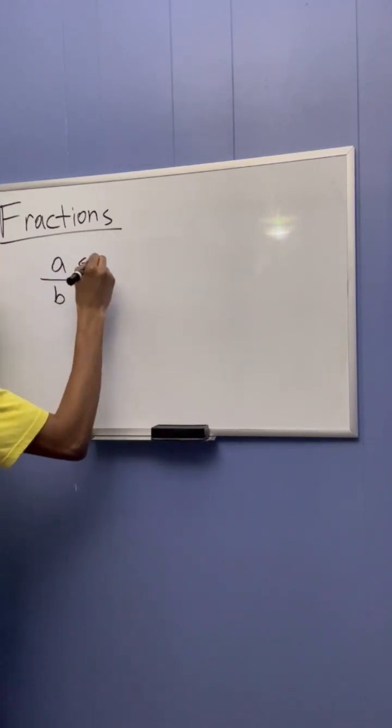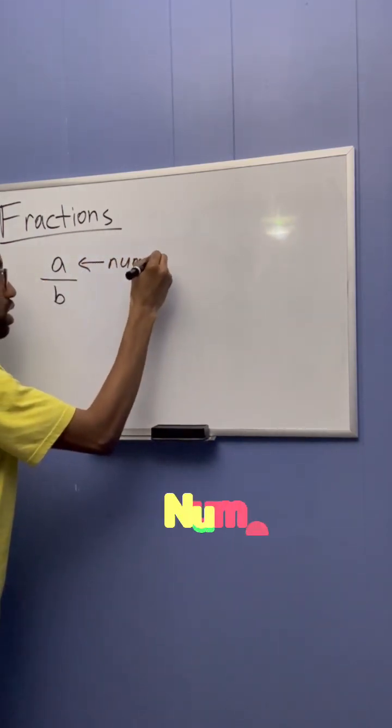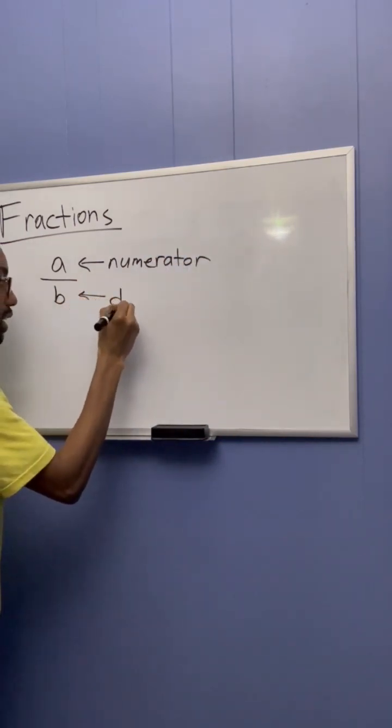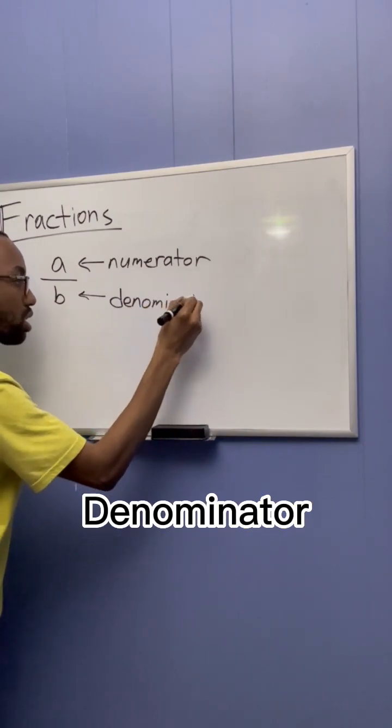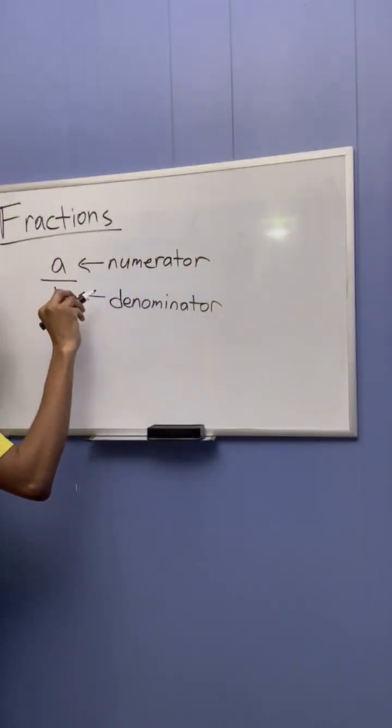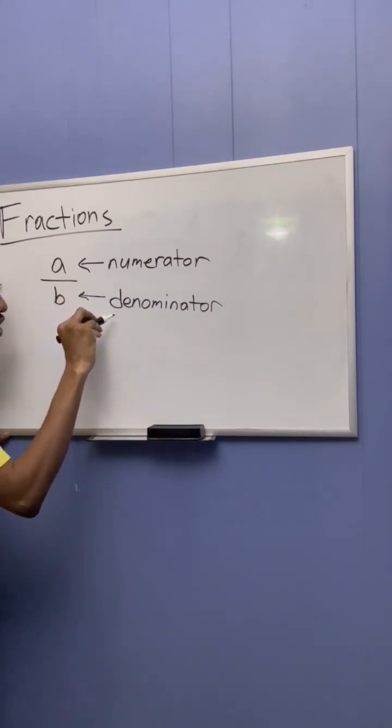The number above the line is called the numerator, while the other number on the bottom is called the denominator. So the numerator of a fraction shows how many parts there are out of the whole, while the denominator of the fraction shows how many equal parts there are in total.